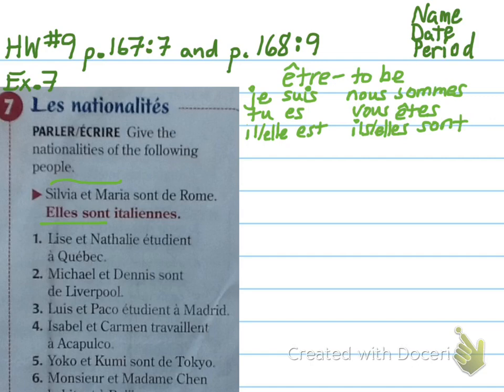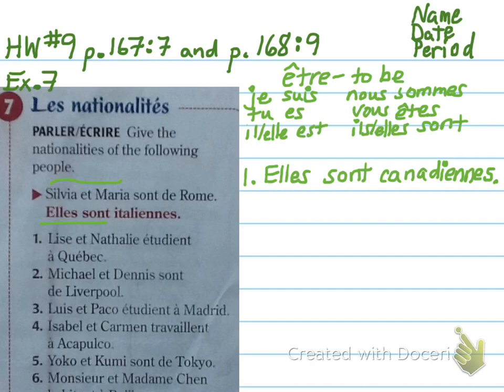And also on page 167 are those adjectives. So you're going to write out these sentences for these. So for example, number 1, Lise et Nathalie étudient à Québec. Those are two girls, so we're going to say elles sont. And Quebec is in Canada, so they're Canadian. Canadienne, that's the masculine singular. I'm talking about two girls, so I have to add the S to make it feminine.